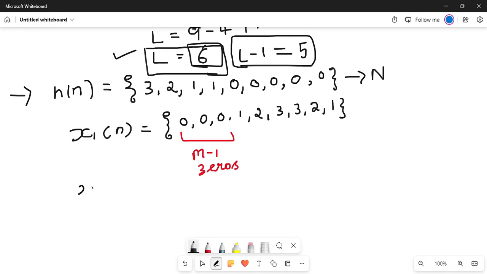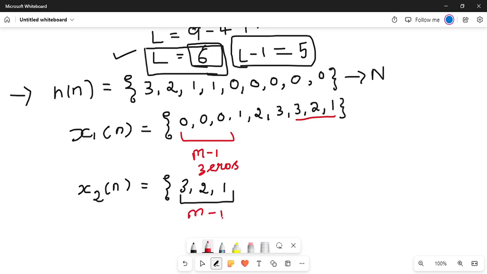So what is my x2 of n? For x2 of n, you need not pad any zeros. In the very first x1 of n you padded m minus 1 zeros. Now you apply the same idea and take the m minus 1 values from x1 of n. The m minus 1 values from x1 of n are 3, 2 and 1. Let me write 3, 2, 1, which are the m minus 1 values of x1 of n. Then you write the remaining 6 values, that is x2 of n, which you have divided with a length of 6.